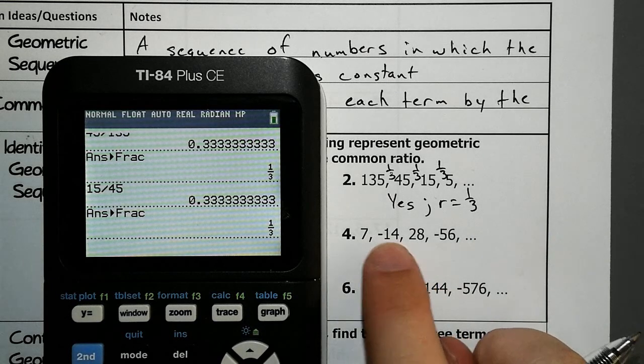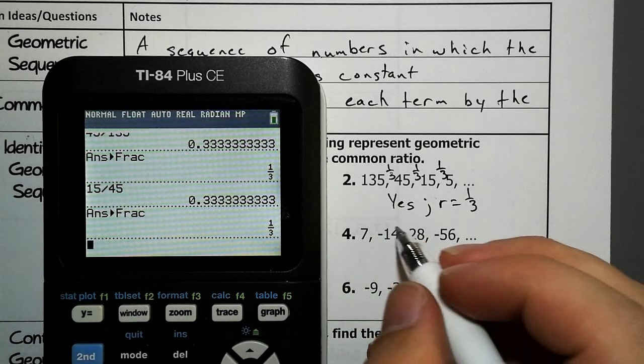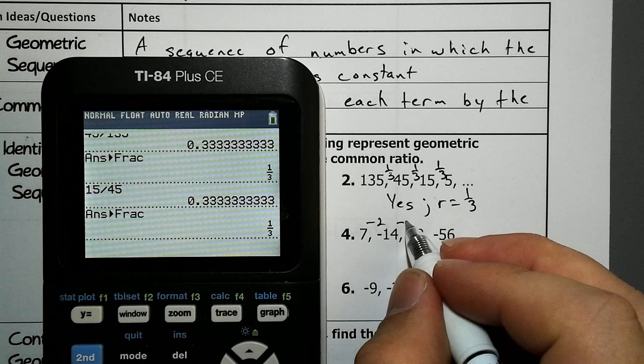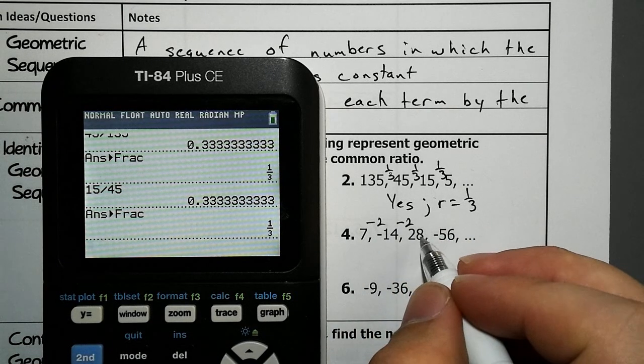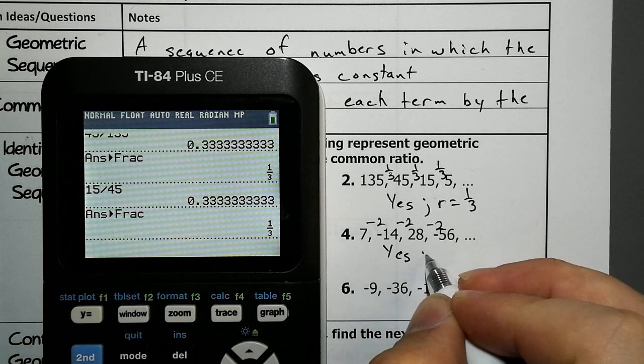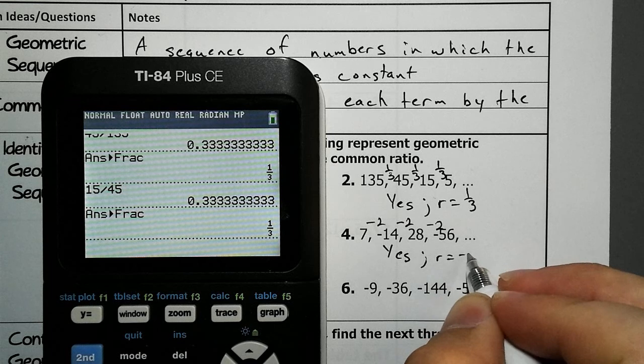Negative 14 divided by 7, that's going to be negative 2. 28 divided by negative 14 is negative 2. Negative 56 divided by negative 28 is also negative 2. So yes, and the ratio here is equal to negative 2.